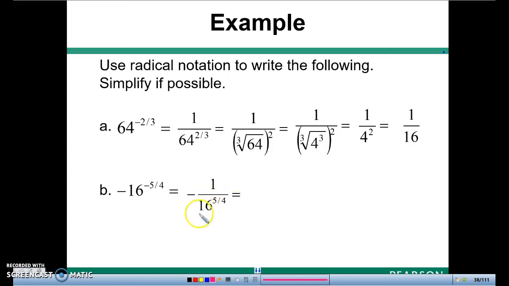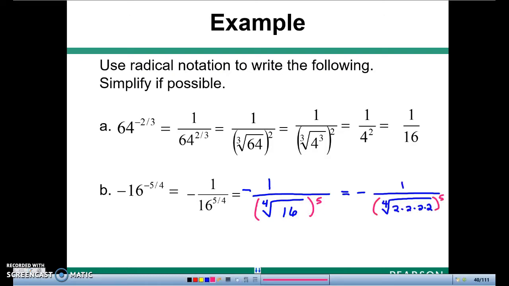So now let's take this rational exponent and change it to radical notation. My index on my radical is 4. We're going to take that answer raised to the 5th power. 16 is 2 times 2 times 2 times 2. I'm going to group 4 of the same number together and it'll come out as a single. So the radical is now gone. That's replaced with a 2. Now 2 to the 5th power is 32, so my answer is negative 1 over 32.